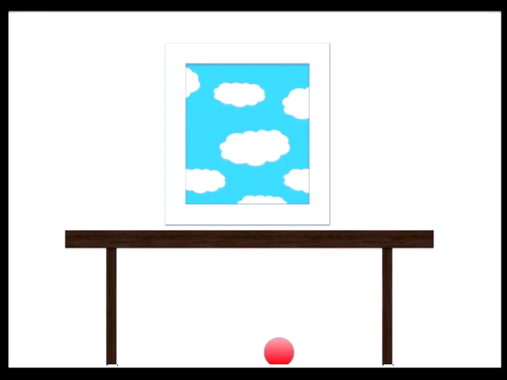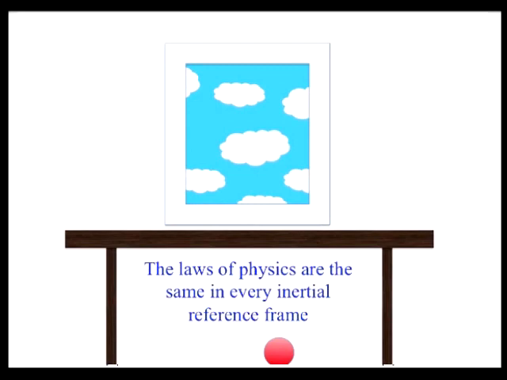The answer is no, and we would find that all the laws of physics would behave exactly the same, regardless of the relative motion. We therefore conclude that the laws of physics are the same in every inertial frame of reference.